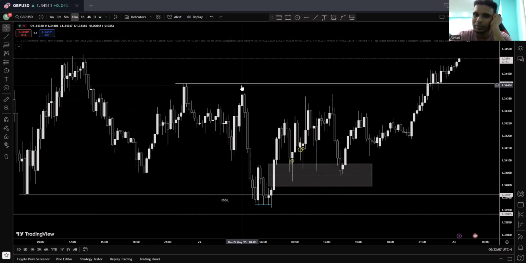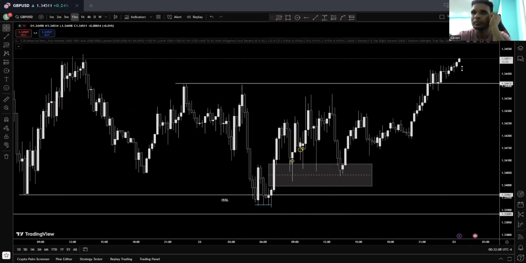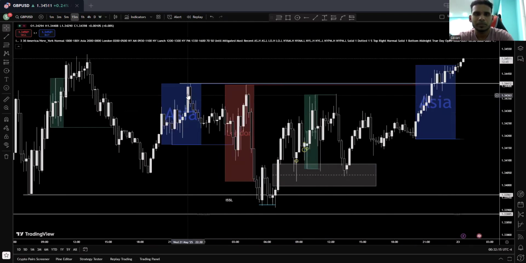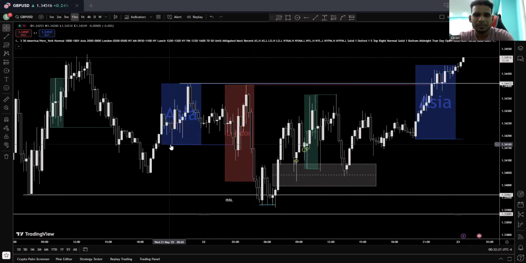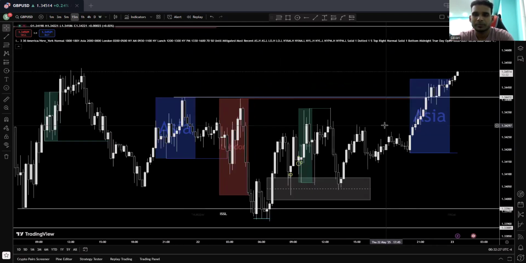This is the engineered liquidity, and this is also a London high, Asia high. London high, come all the way down, take this Asia low, London low, then it manipulated to the upside. Go all the way up, take the high.